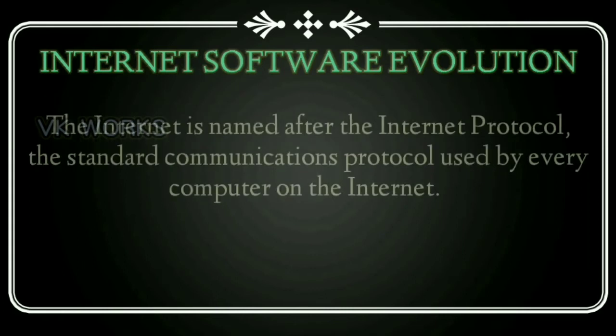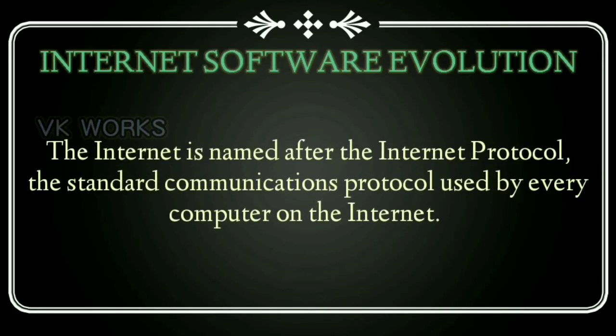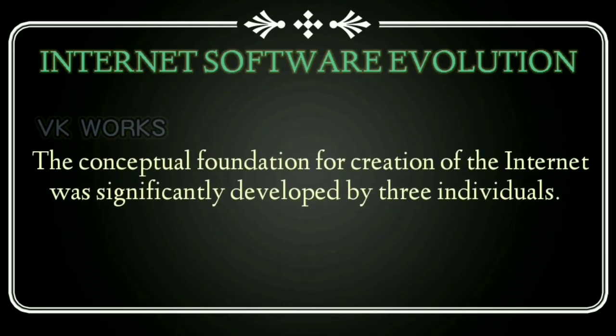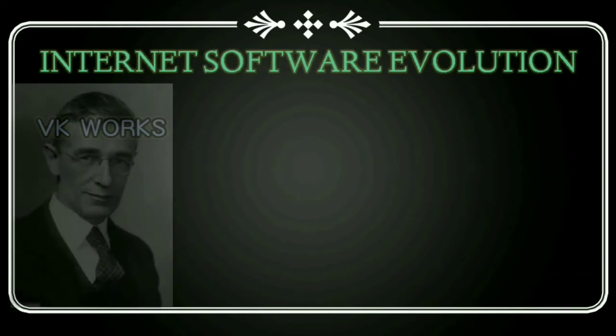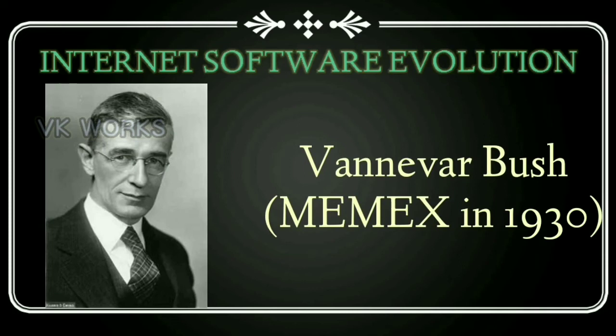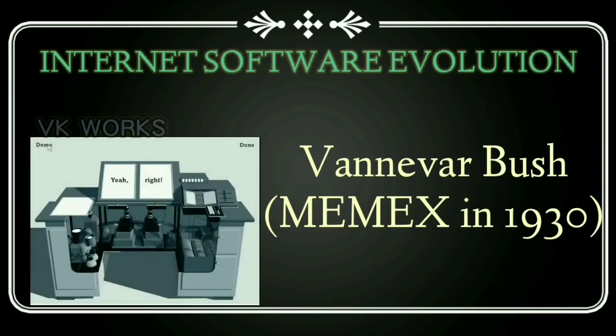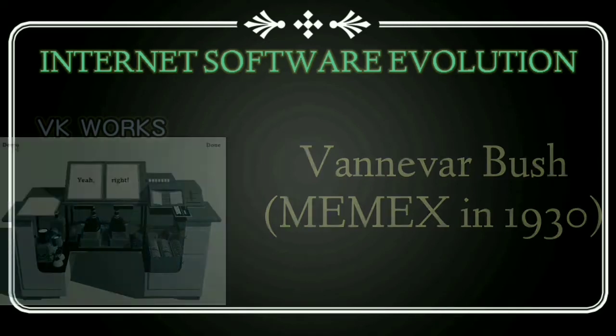Next we are going to see about Internet software evolution. The Internet is named after the Internet Protocol, the standard communications protocol used by every computer on the Internet. The conceptual foundation for the creation of the Internet was significantly developed by three individuals. The first, Vannevar Bush, wrote a visionary description of the potential use of information technology with his description of an automated library system named Memex in 1930. Memex is a microfilm-based device in which an individual stores all his books, records and communications.